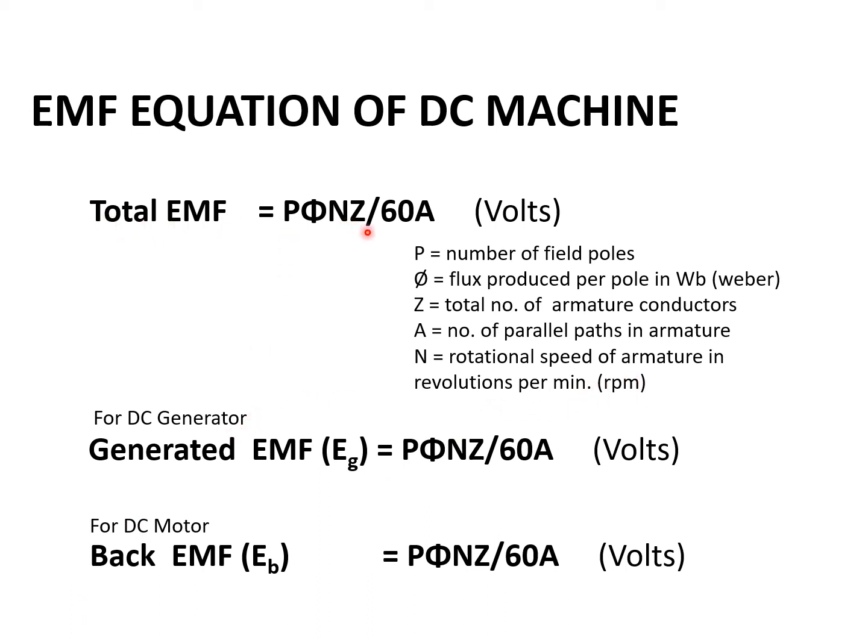The same EMF equation, if the machine is working as a generator, is known as the generated EMF, P phi Z N upon 60A volts. If the machine is working as a motor, then it is known as the back EMF, and the equation is the same, P phi Z N upon 60A. So we will use this EMF equation for further work.